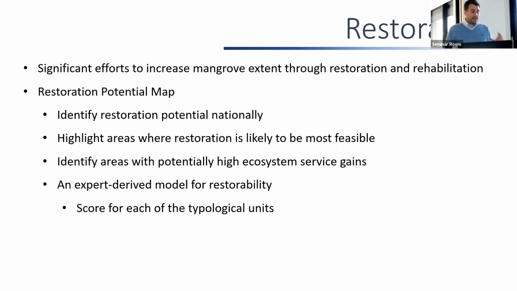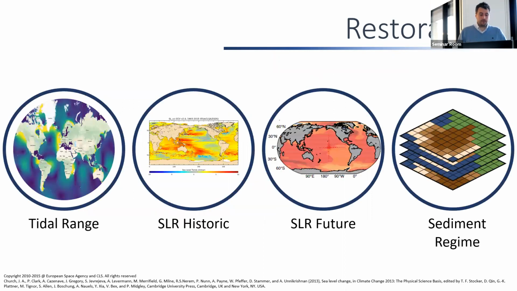And we based this on those typological units that I showed a few slides ago. So we were calculating the restoration score for an individual delta, an individual estuary, or an individual lagoon. So we're actually at a finer resolution than individual countries. And it was based on an expert-derived model for restorability. So we incorporated 7 driver variables, and we're just in the process of redoing this, so it's going to be a new version coming out, hopefully in the next couple of months.